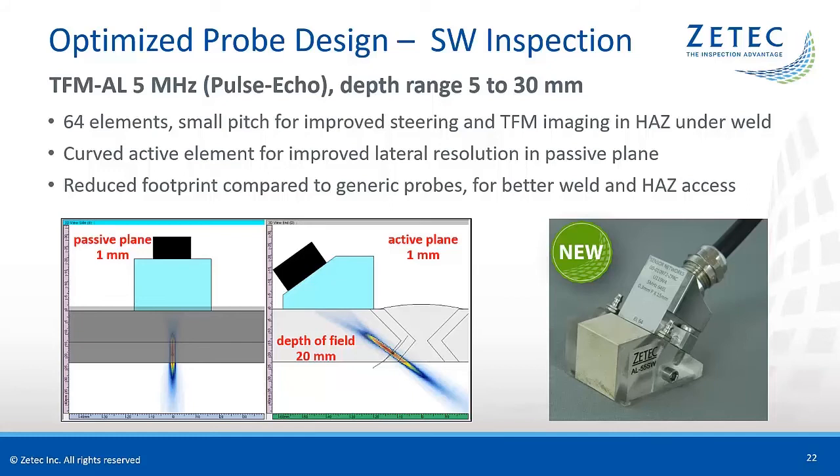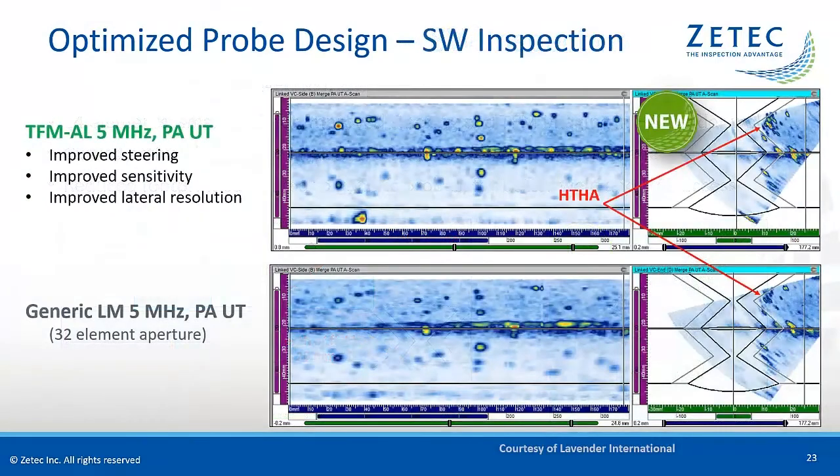The TFM AL design combines optimized aperture and reduced wedge footprint compared to the generic 5 MHz probes, and this gives better access to the heat-affected zone and the weld region. To facilitate setup of this new probe type, the probe and wedge parameters can be easily imported from the database in the UltraVision Touch software. Variations of this probe design are also available for components with different wall thickness. This slide compares phased array examination data from our new TFM AL 5 MHz probe with data from the generic LM 5 MHz probe.